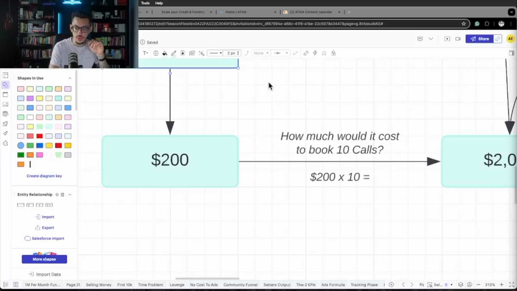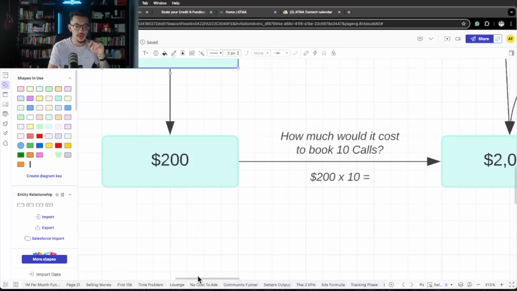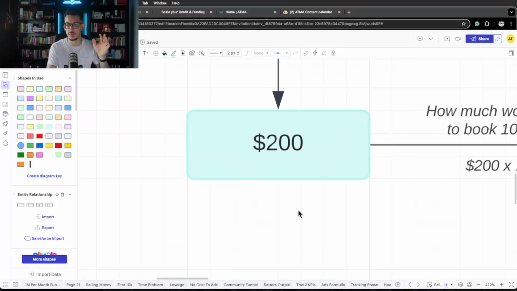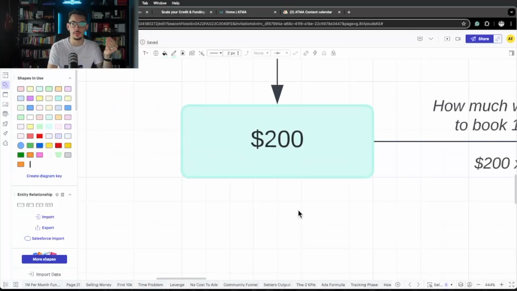So now your cost per booked call is $200, right? Now it just becomes very, very simple math from here. And then I'll show you how to put that down. Once you make it close, put that money back into the ads and you can repeat the cycle over and over. So you have $200 cost per booked call.